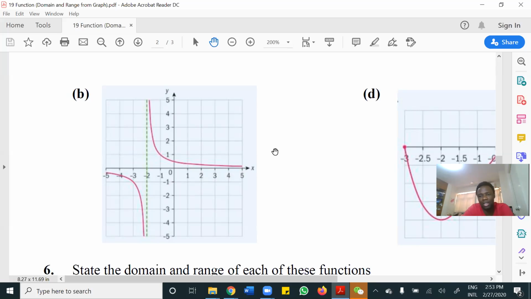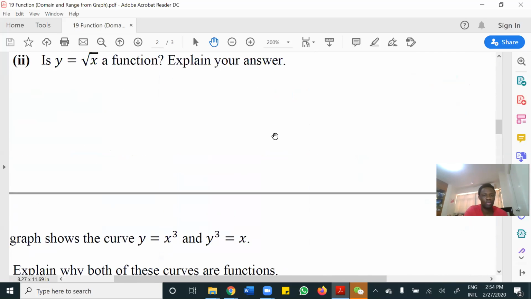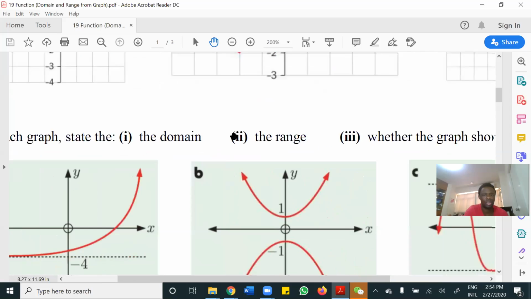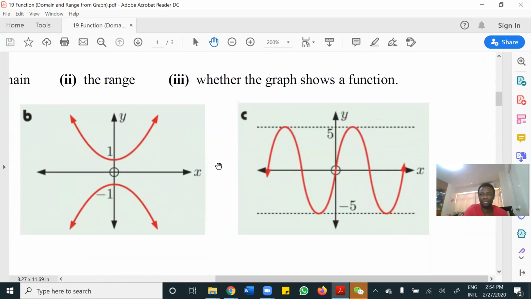Next, Clarissa, any luck? I noticed you signed on with another device. Can you hear me? Oh, finally. Okay. Your question? My question is 2C. We go back up. Here you go, that's 2C. The domain is X is a set of real numbers. Good. And Y is in a range of real numbers where -5 is less than or equal to Y less than or equal to 5.